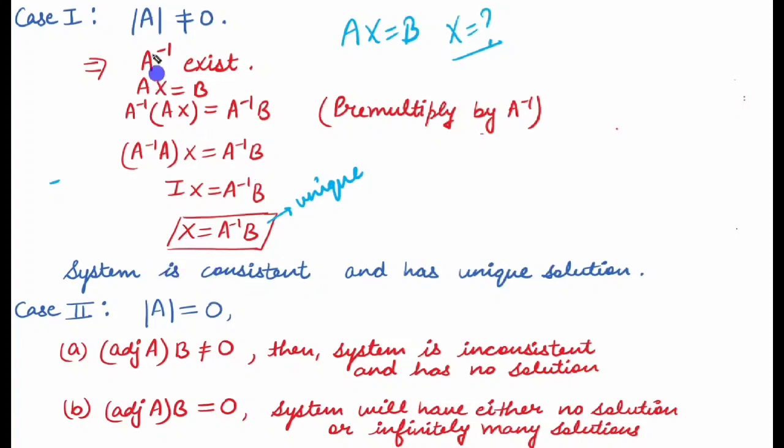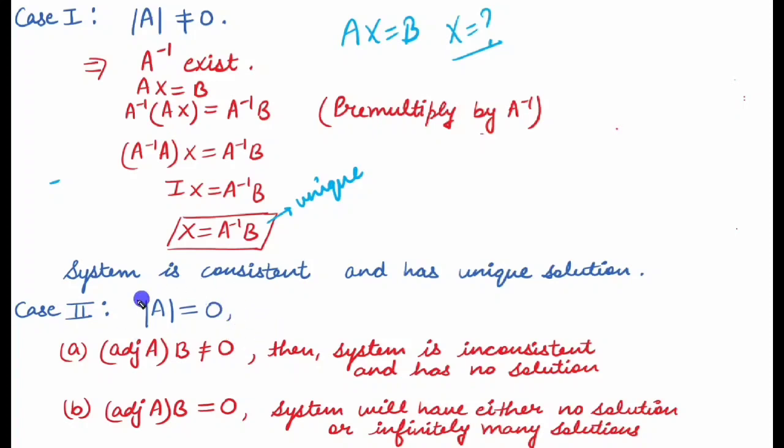So in this case, when the determinant of the coefficient matrix is non-zero, the system of linear equations is consistent and it is having a unique solution which is given by this equation X is equal to A inverse B. Now the next case is when the coefficient matrix's determinant comes out zero. Then what will be the system of linear equations? Will it be consistent or inconsistent?